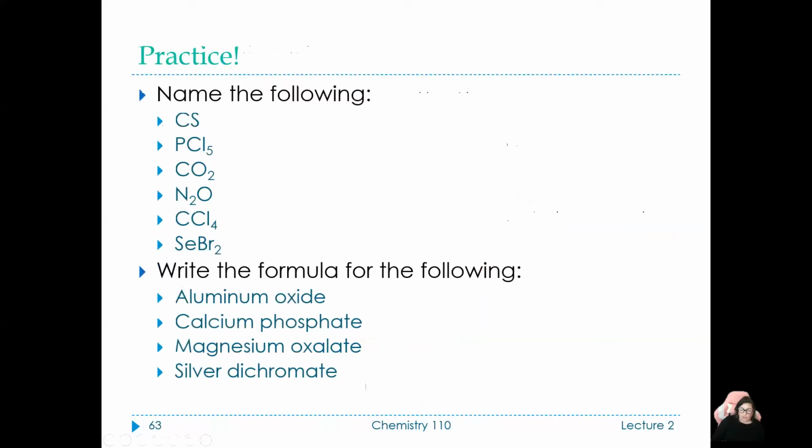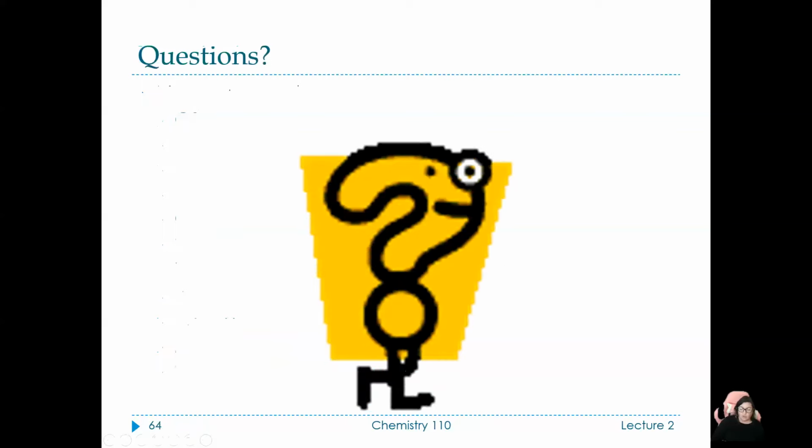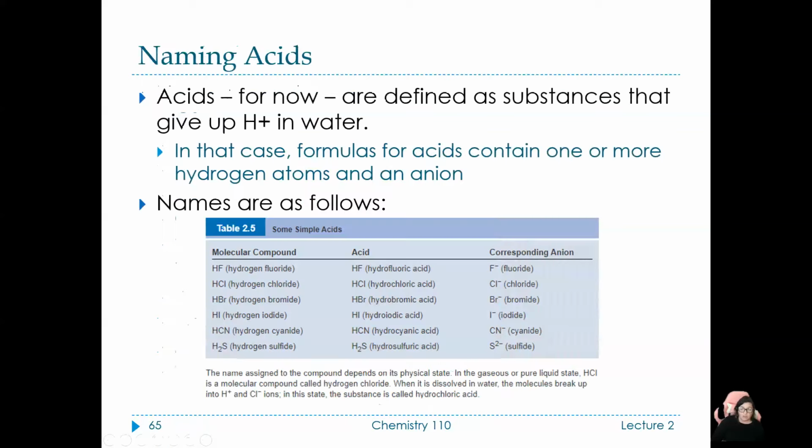This is some practice for you. I have indicated all of the answers in the notes that are down below this, but these are some things that we can talk about. I want you to try these on your own and then look at the answers that are given. If you have any questions about it, please let me know. Questions, comments, problems.